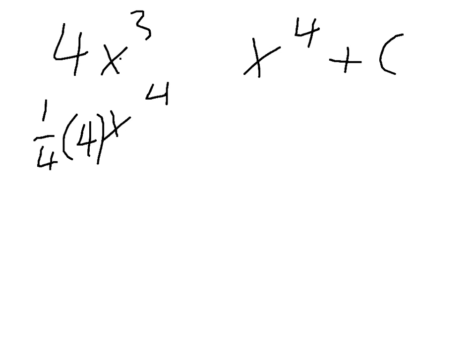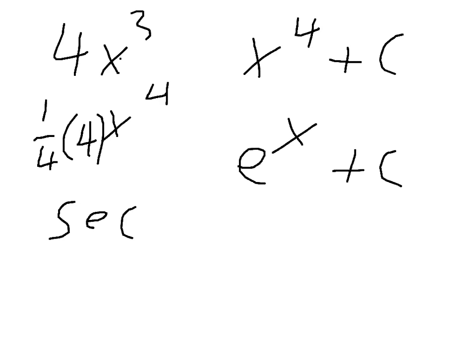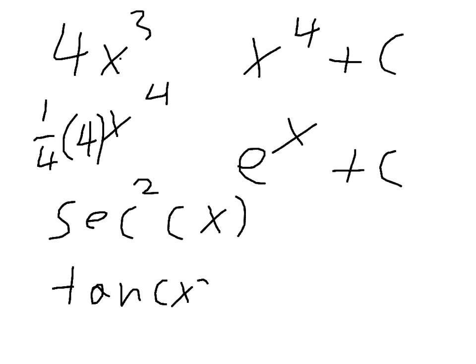Another example would be e to the x. Now, of course, the derivative of e to the x is just e to the x. So the antiderivative is the same. It's just e to the x, but it's again plus the constant c. So here's one more. Here's a trig identity. Secant squared of x. Well, this one is pretty simple because this is the derivative of tan x. So that would be the antiderivative because you're just going back. So that would be tan of x. And again, you have a constant. So that's how you find the antiderivative.